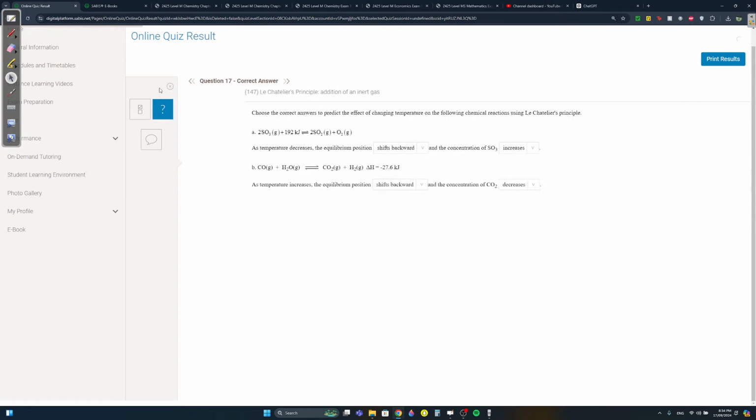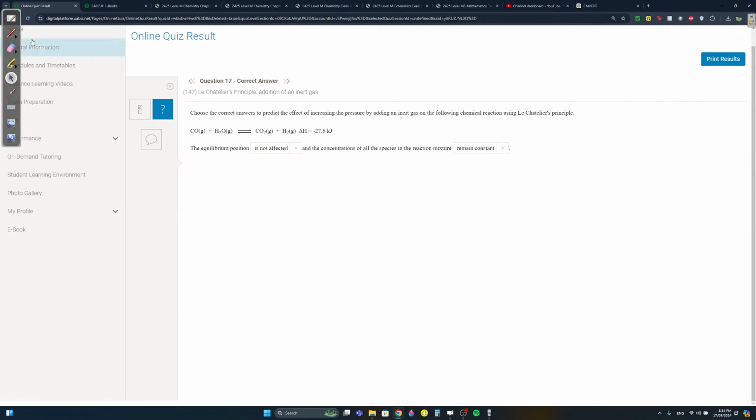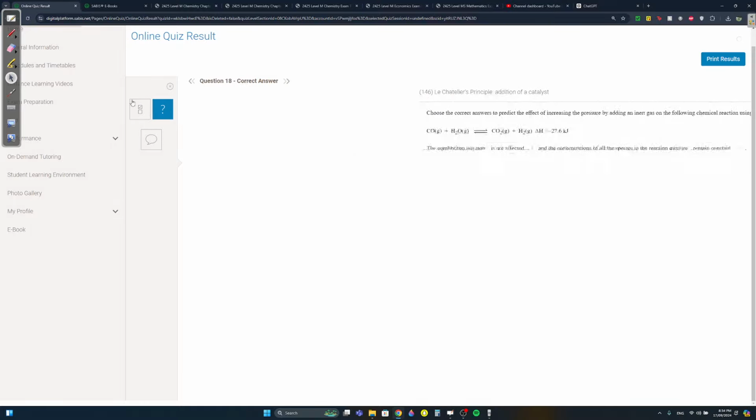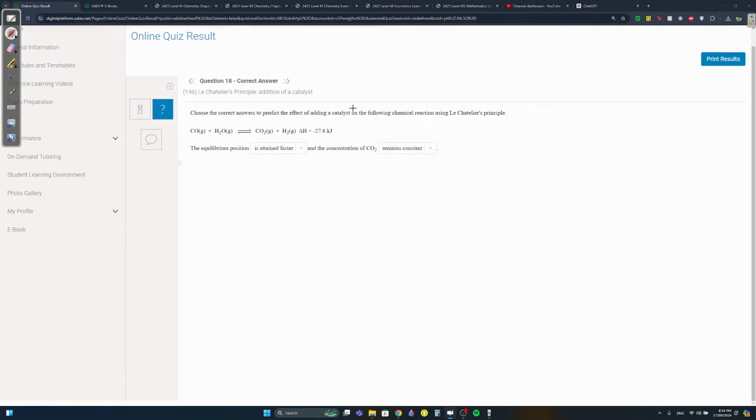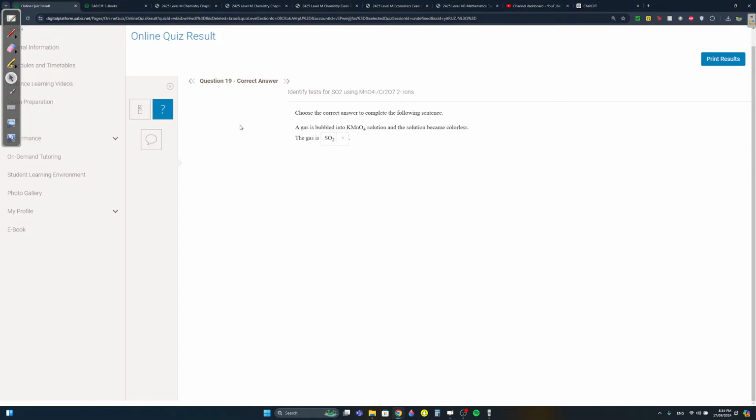17, I think it's memorizing. Equilibrium. What happens if you increase the pressure by adding an inert gas? Inert gas means noble gas, which means no change. Everything remains constant, nothing is affected. 18. Adding a catalyst. What happens? Equilibrium is just attained faster, but the concentration remains constant, right? If it's a catalyst.